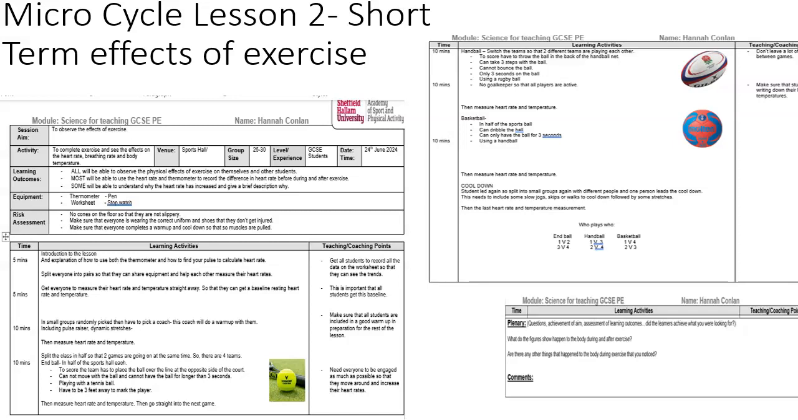Then going into 3 small games, which are all slightly changed so that they're not normal rules. And in between each game, students must record their heart rate and temperature and then write it down on the worksheet, which can be seen on the next slide. Then students will go back into a student-led cool-down at the end, followed by the last heart rate and temperature recording.